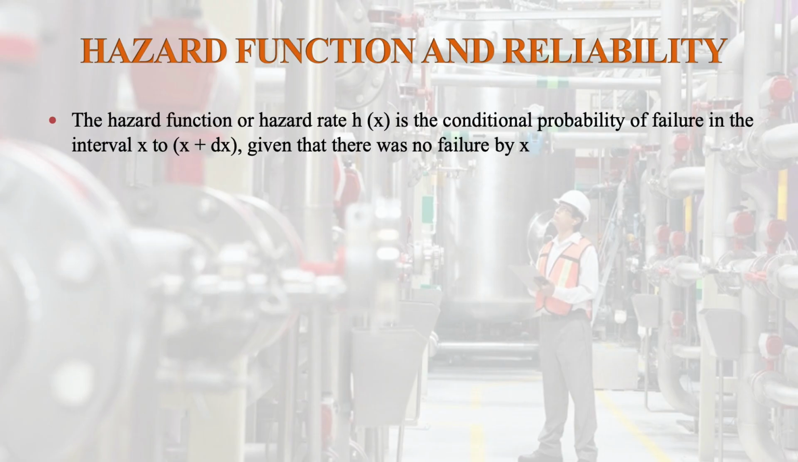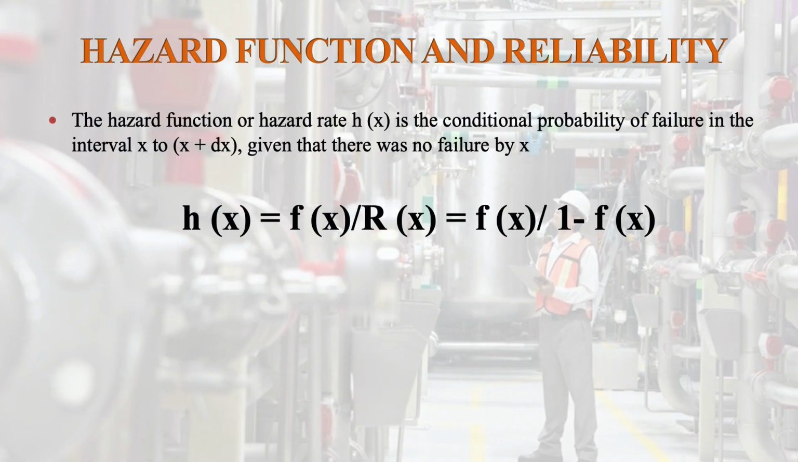Then the hazard function, or hazard rate h(x), is the conditional probability of failure in the interval x to x plus dx, given that there was no failure by x. That is, h(x) is equal to f(x) by R(x), that is equal to f(x) by 1 minus F(x).